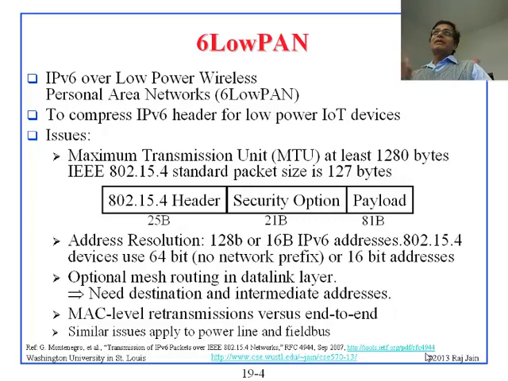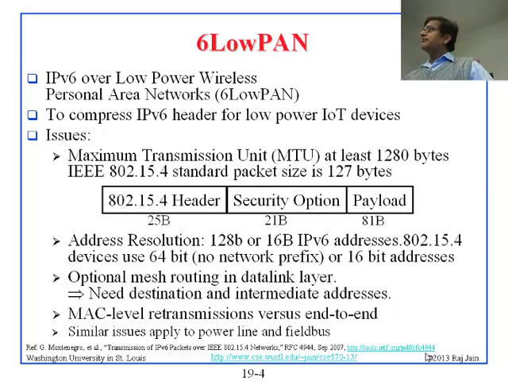The sizes don't match. Second problem is the addresses don't match. IPv6 uses 128-bit addresses, so that is just too big. If you have to put 16 bytes of source address, 16 bytes of destination address, and so on and so forth, this is wasting the payload, right? And so somehow we need to change those addresses to little quantities.